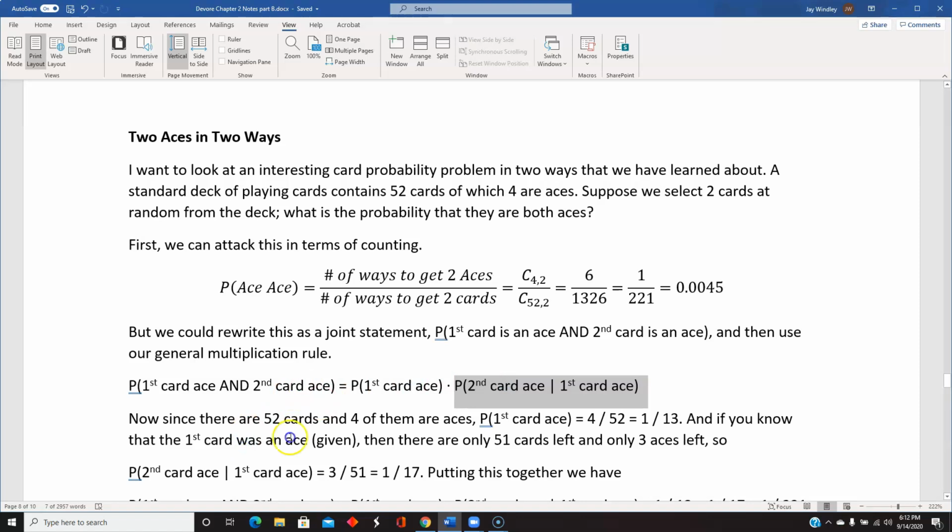So since there's 52 cards and 4 of them are aces, the probability that the first card is an ace is pretty easy to figure out. That's 4 out of 52, which reduces to 1/13. And now for the second probability that I have highlighted here, given that we know the first card is an ace, that means we know there's only 51 cards in the deck. And given that we know the first card is an ace, that means there's only 3 aces left. So the probability that the second card is an ace, given that the first card is an ace, is 3 out of 51, which reduces to 1 out of 17.